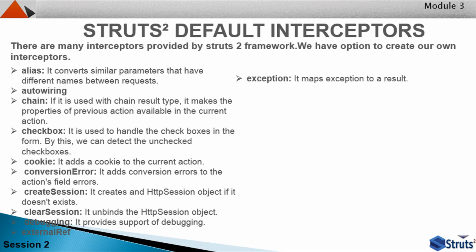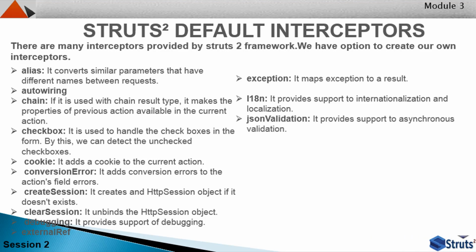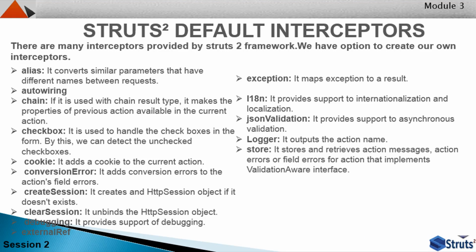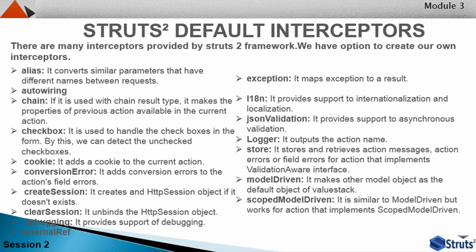File upload: it provides support for file upload in Struts2. I18N: it provides support for internationalization and localization. JSON validation: it provides support for asynchronous validation. Logger: it outputs the action name. Store: it stores and retrieves action messages, action errors, or field errors for actions that implement the validation-aware interface. Model-driven: it makes another model object the default object of the ValueStack. Scoped model-driven: it is similar to model-driven but works for actions that implement scoped model-driven.